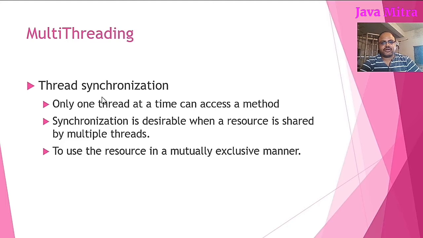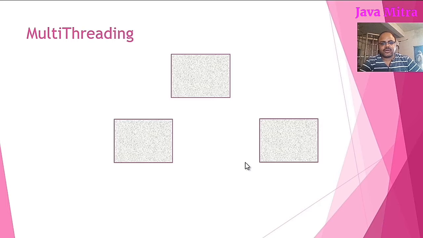So thread synchronization means only one thread at a time can access a method. Synchronization is desirable when a resource is shared by multiple threads, and to use the resource in a mutually exclusive manner we need to understand the concept of synchronization. So for this purpose, now let's do a simple program to understand the same situation.